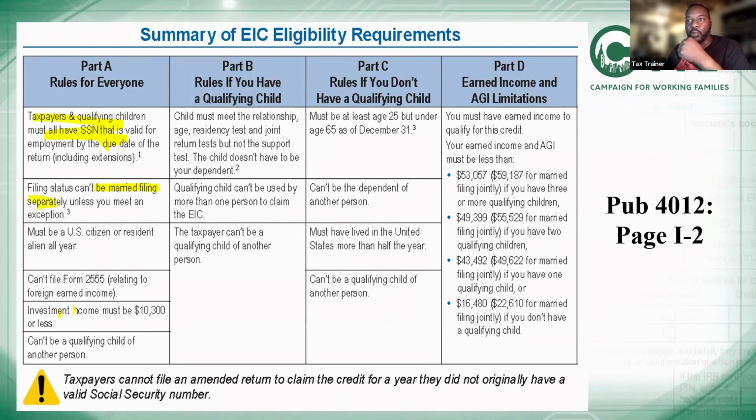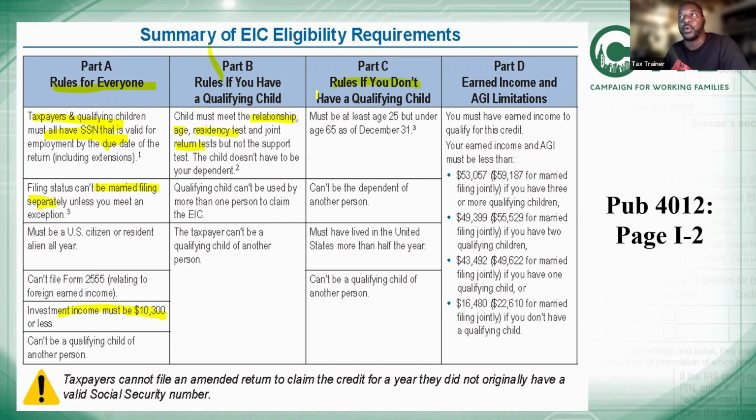Citizens, and I don't have to worry about investment income. They didn't have more than 10,300. So those are the rules for everyone they meet. Now, do I have a qualifying child? I have a child that meets the relationship, the age, the residency, lives with me, and they did not file a joint return. So they met that test as well. And they're good because they met the rules for if you have a child.